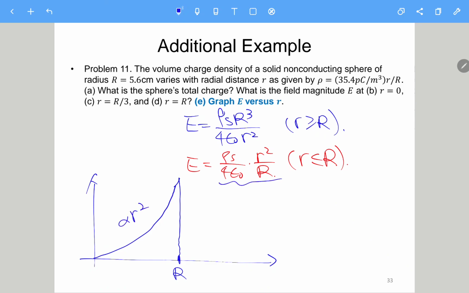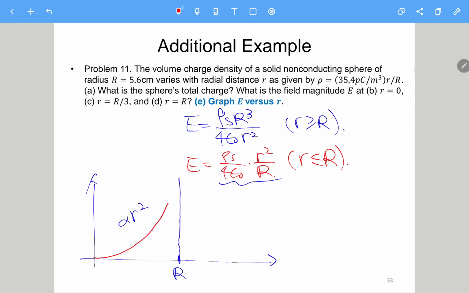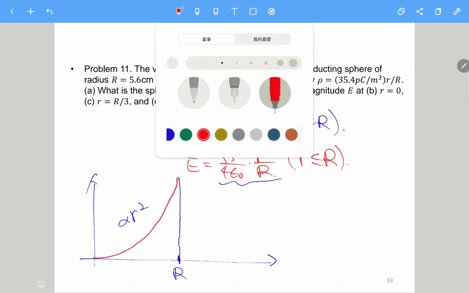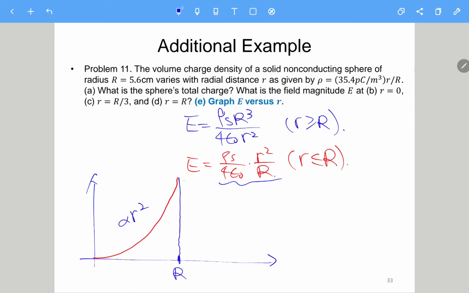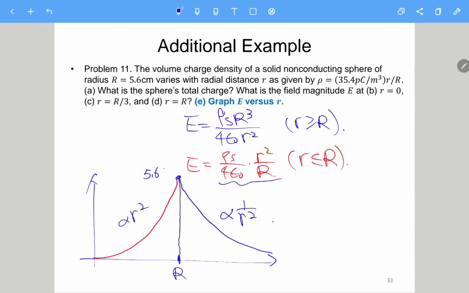Or maybe I can draw this part in red color. So this is like this, proportional to r square. And then for that part, it is inversely proportional to r square. So this is proportional to 1 over r square. And this point is 5.6 times 10 to the minus 2 Newton per Coulomb. This is E. 5.6 centimeter.